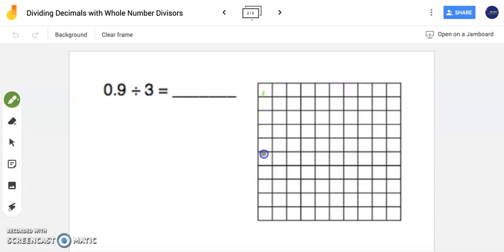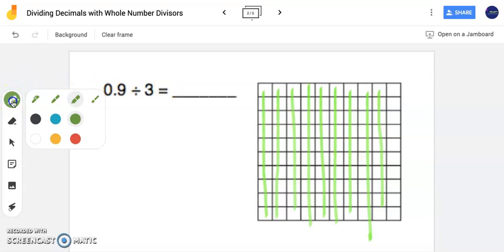Now, first we have 9/10, so I'm going to shade in 1/10, 2/10, 3/10, 4/10, 5/10, 6/10, 7/10, 8/10, and 9/10. Then the problem's asking me to divide by 3, which means we need to create 3 equal groups. Now I have 9/10 shaded in, so I have 9 pieces. And if I want to break that into 3 equal groups, 9 divided by 3 is 3. So maybe groups of 3 might help us.